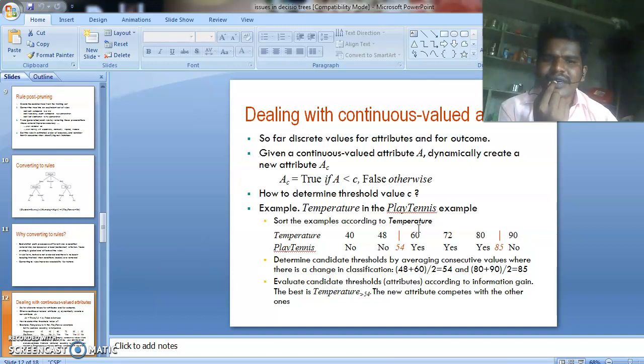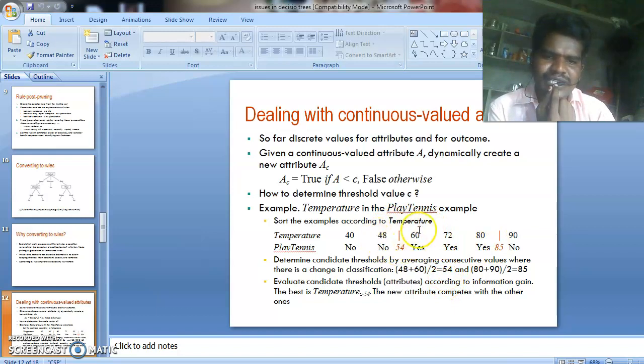Example: temperature in the play tennis example. The temperature values are 40, 48, 60, 72, 80 and 90, with play tennis being no at 40, no at 48, then yes, yes, and no. Determine the threshold by averaging the consecutive values where there is a change in classification.